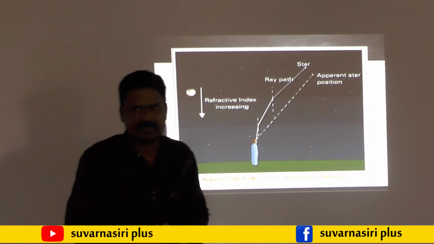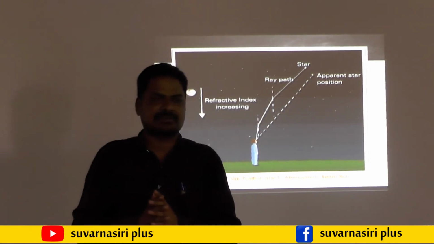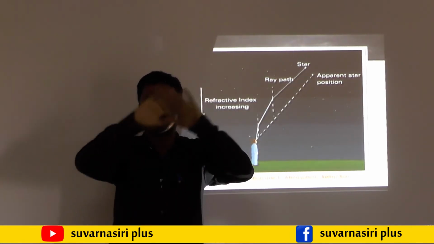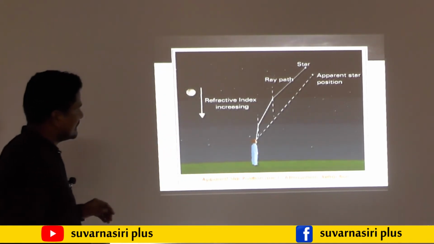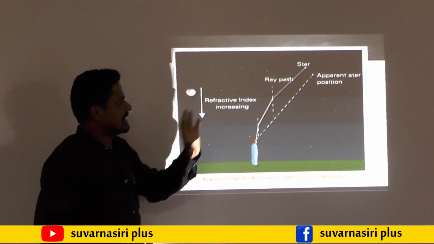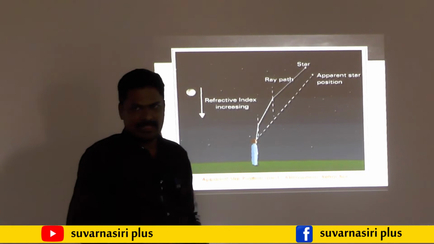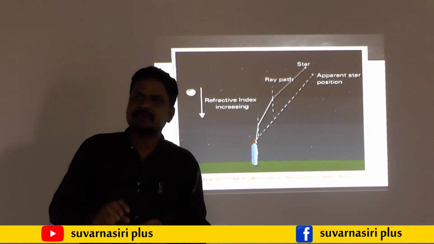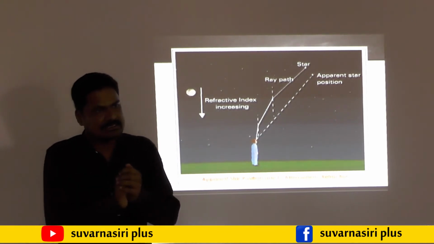Here there is a topic called atmospheric refraction. If any question is asked in your examination, you have to write the main term, atmospheric refraction. The Earth contains an atmosphere with several layers. Due to that, the apparent position of a star is different from its actual position. That is why the stars twinkle. Stars are very far away from us, and during the night we see the stars twinkling. What is the reason behind it?